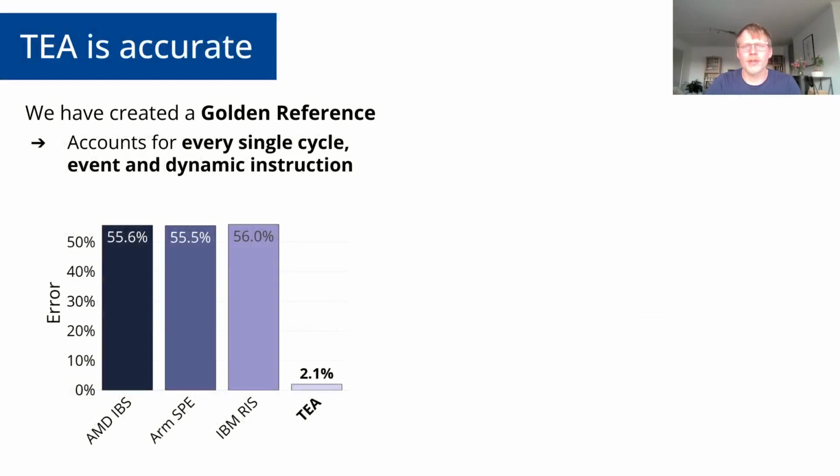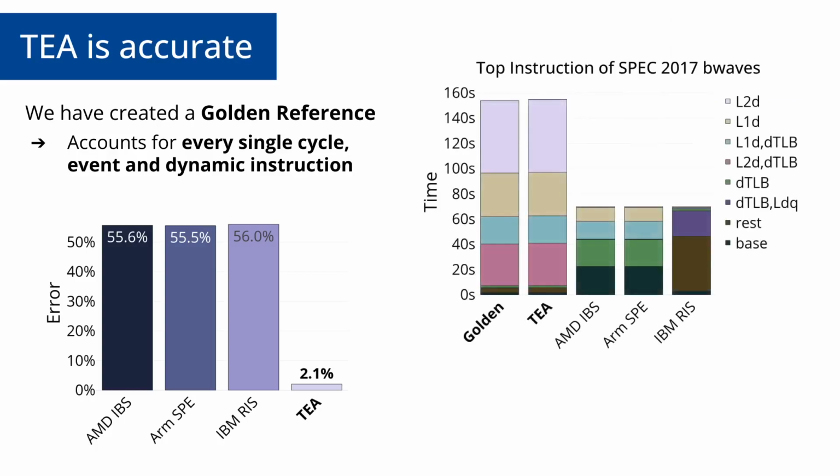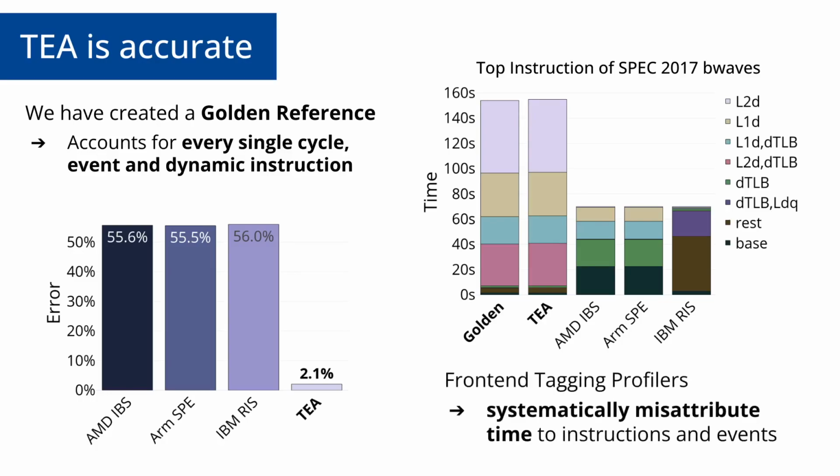We have developed a golden reference that accounts for every single cycle, event, and dynamic instruction, which shows that TEA is accurate and provides a very low performance analysis error of 2.1%, compared to the average 55.7% of the front-end tagging profilers AMD IBS, ARM SPE, and IBM RIS. When looking at the per instruction cycle stacks of the most performance critical instruction in SPEC bwaves created from different profilers, we can see that TEA matches the golden reference very closely, while the front-end tagging profilers systematically misattributed time to the wrong events and instructions.